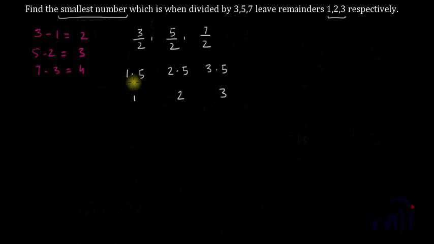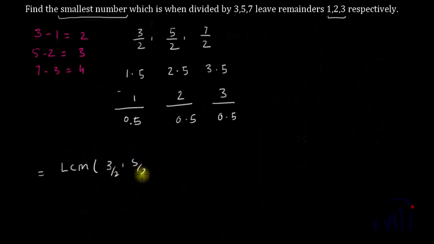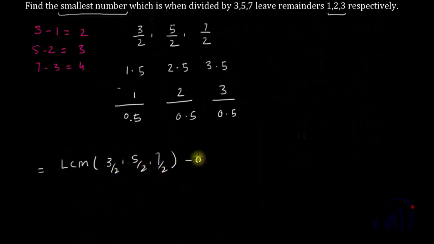So if we see here properly, the difference between 1.5 and 1 is 0.5, and here also the difference is 0.5, and the difference between 3.5 and 3 is also 0.5. So we can see the difference between divisor and the remainders is constant. So the number which we are talking about, the smallest number, which when divided by 3, 5 and 7 leaves remainder 1, 2 and 3 respectively, will actually be the LCM of 3 by 2, 5 by 2, 7 by 2 minus 0.5.